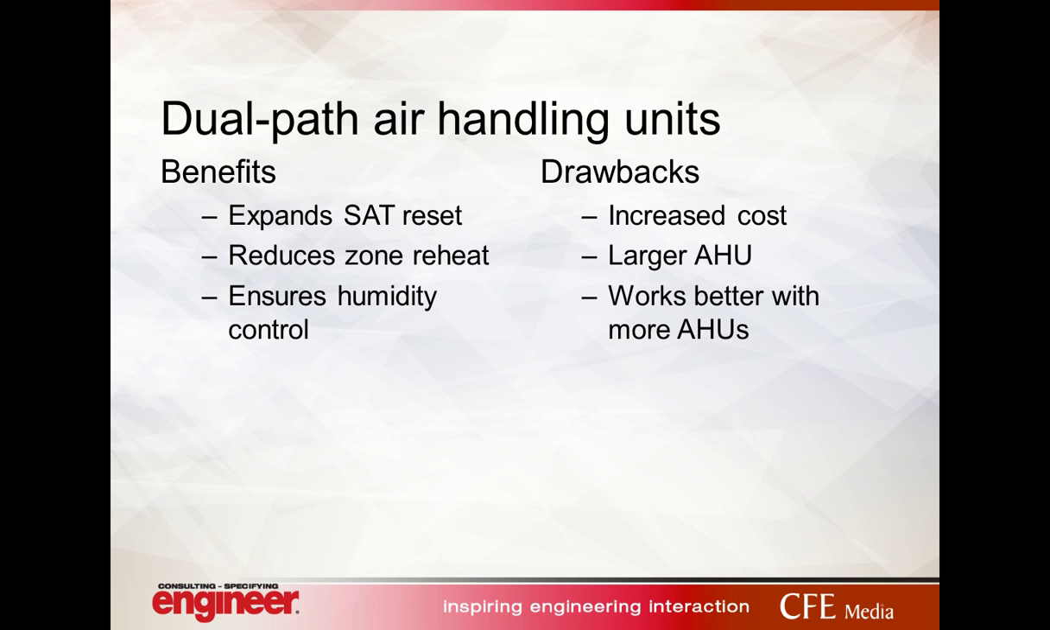Drawbacks: there is a little bit of an increased cost. You have an extra cooling coil. The air handler box is typically larger in order to accommodate that, so you may need more mechanical room space. And this actually works better when you have more, smaller air handling units, and that's really just about having greater zone control, because you can only begin to do supply air temperature reset, even with a dual path unit, if all of the zones that unit serves are satisfied. So the more zones it serves, the more of them that have to be simultaneously satisfied in order for this sequence to begin.